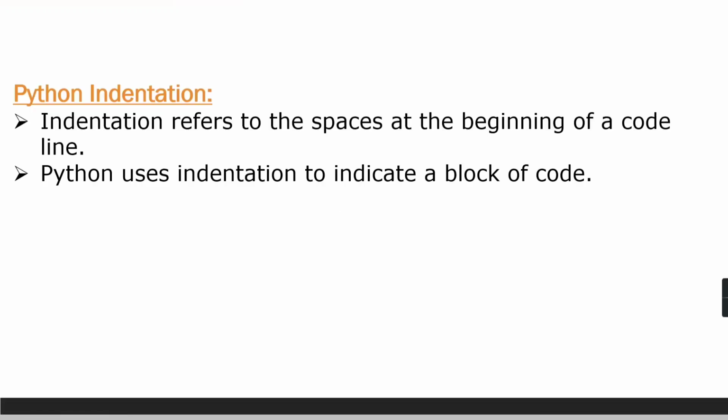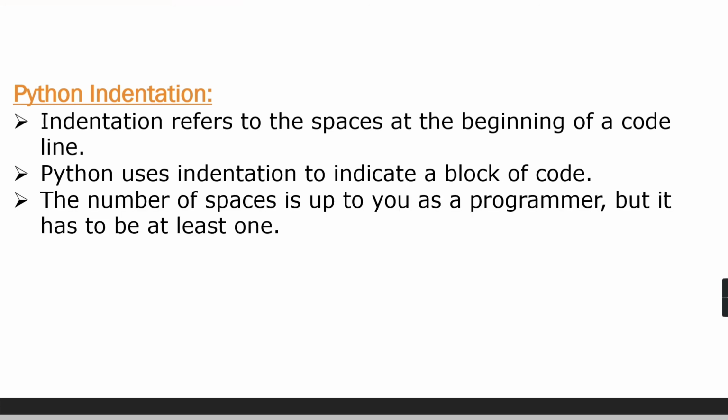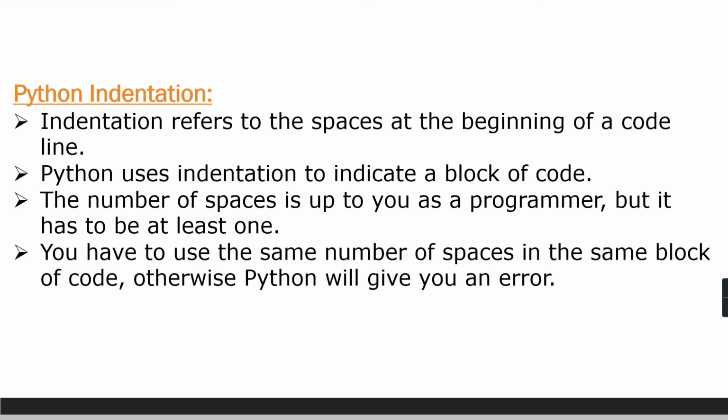Indentation refers to the spaces at the beginning of a code line. Python uses indentation to indicate a block of code, as we have seen with the if block and else block. The number of spaces is up to you as a programmer, but it has to be at least one. You have to use the same number of spaces in the same block of code, otherwise Python will give you an indentation error.